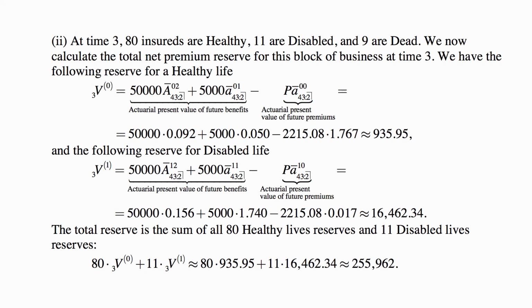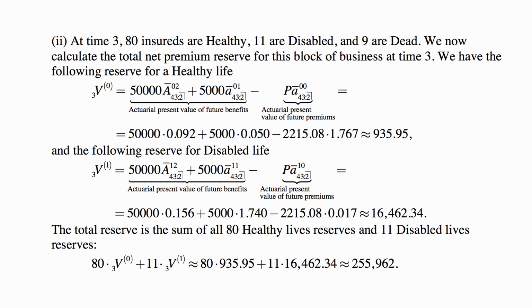Okay, at time 3, 80 insureds are healthy, 11 are disabled, and 9 are dead. We now calculate the total net premium reserve for this block of business at time 3. I want you to notice one obvious but kind of important thing. The reserve will be only held for the healthy lives and for disabled lives. No reserve for the dead. Why? Because when an insured is dead, there are no benefits payable in the future for that person, and you only keep the reserve for the purpose of paying benefits.